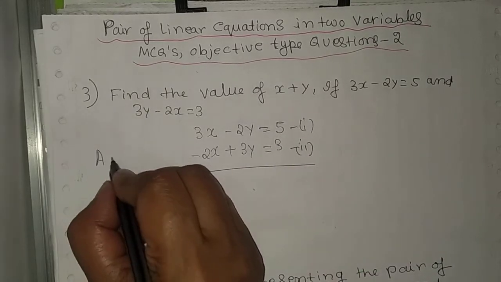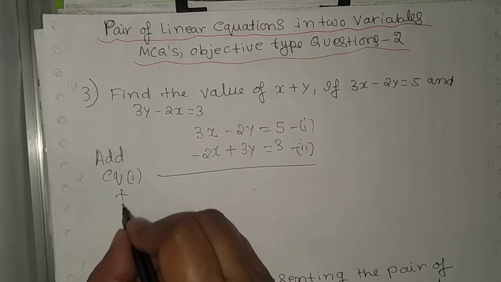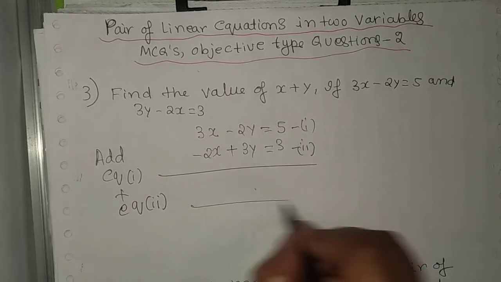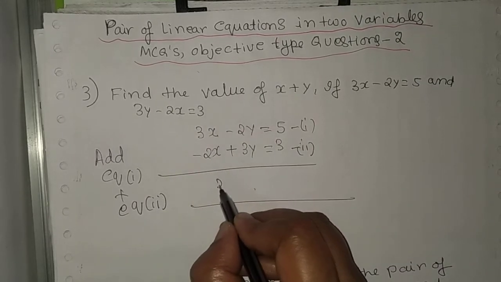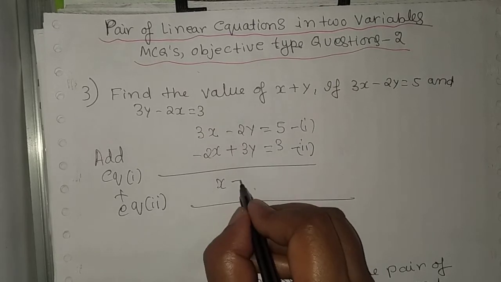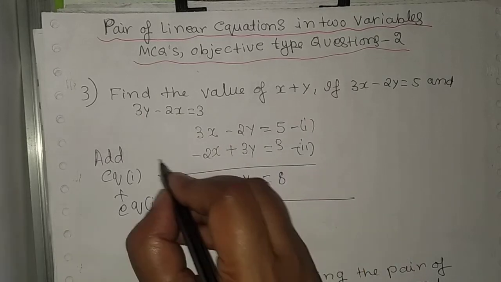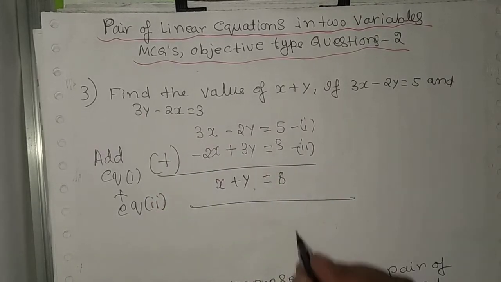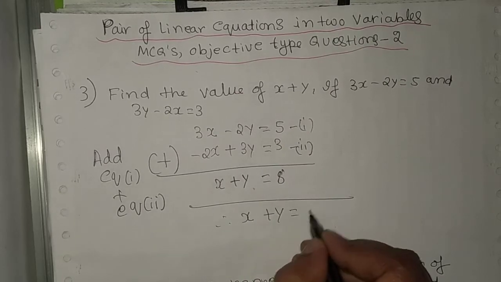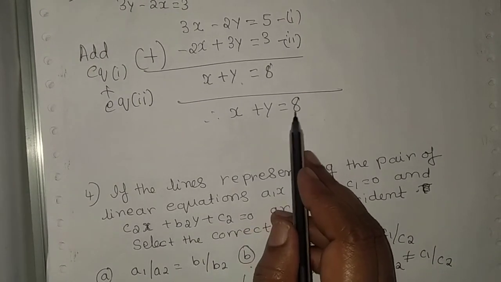Now add equation 1 plus equation 2. By adding, we get x, then minus 2y plus 3y will be y, then adding these two we get 8. Therefore x plus y is equal to 8. This is the solution. They have simply asked to find x plus y.